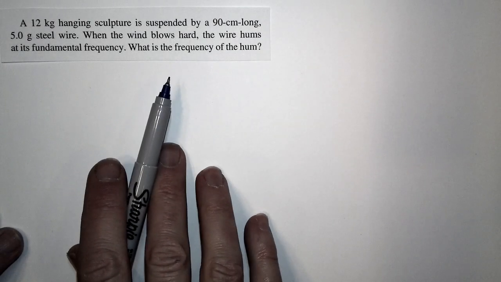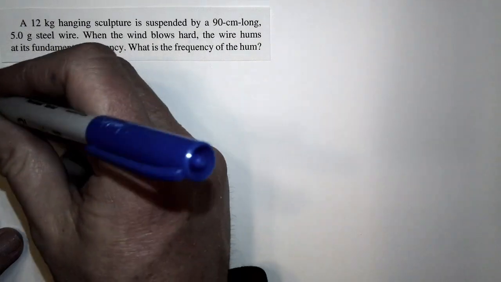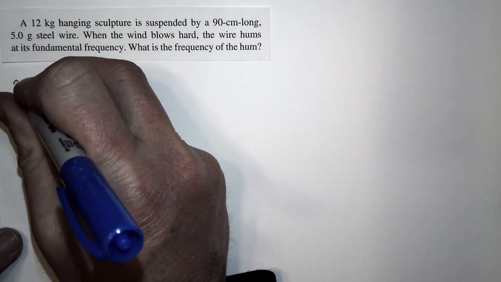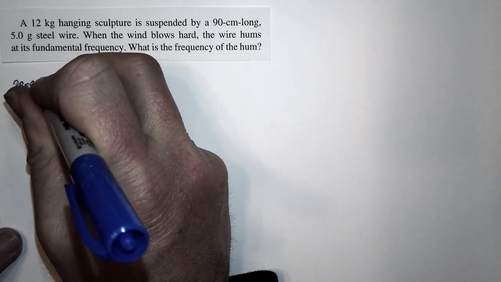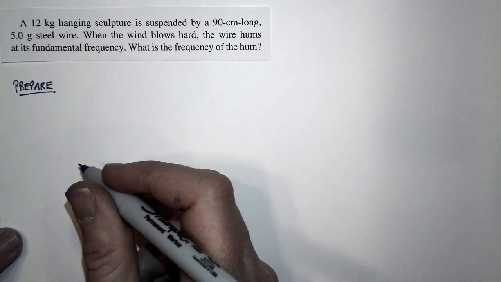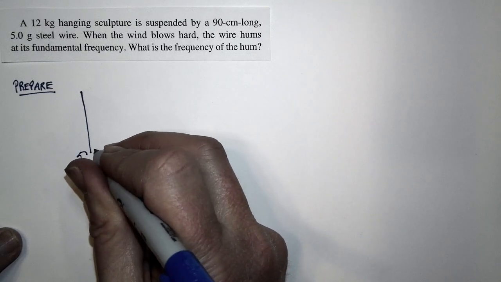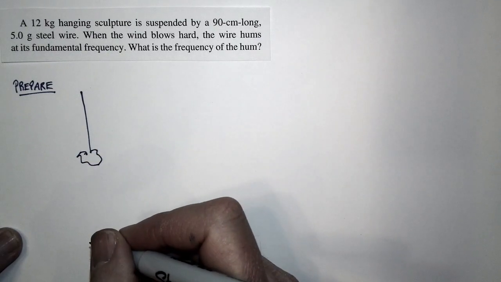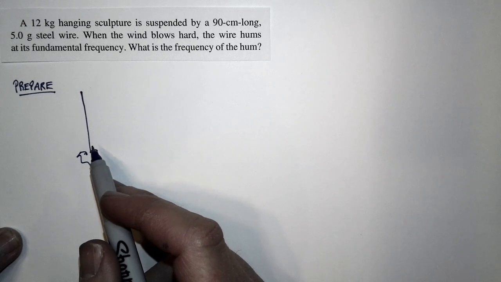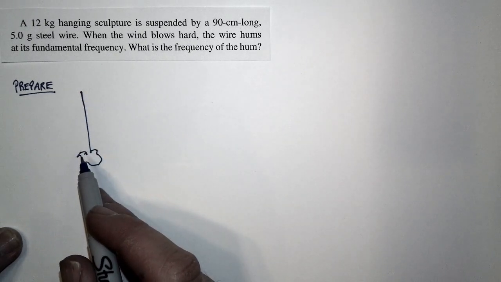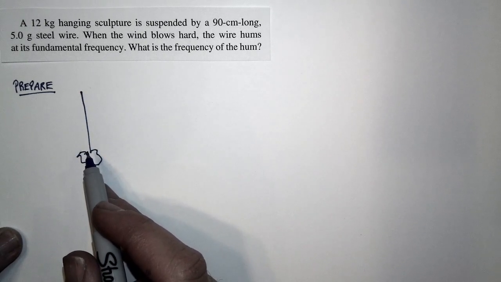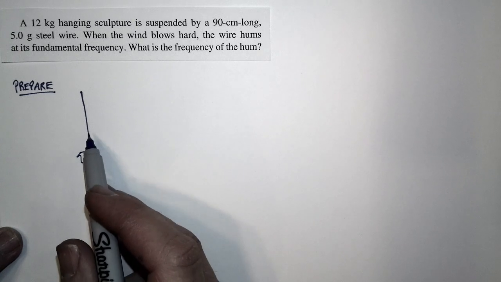This is a problem that concerns a physical situation I've actually seen. I've been in a sculpture park where we have sculptures hanging from cables. I'm going to do a little abstract sculpture here. And then when the wind blows, the wire vibrates. When I've heard this happen, it's a pretty low pitch, but it's going to vibrate.